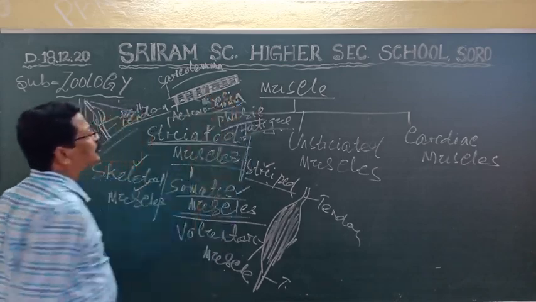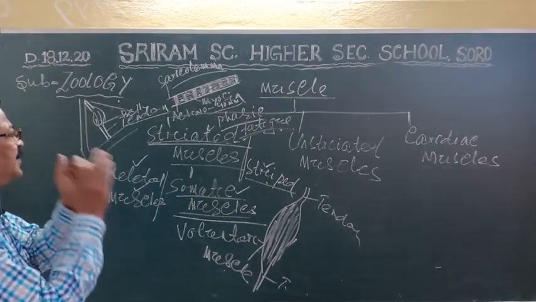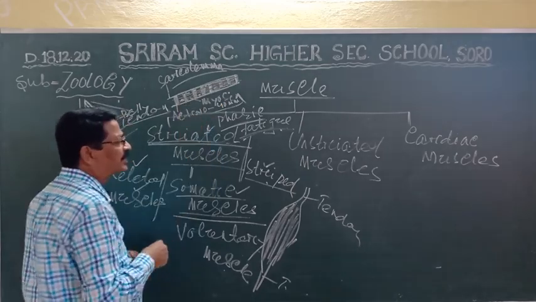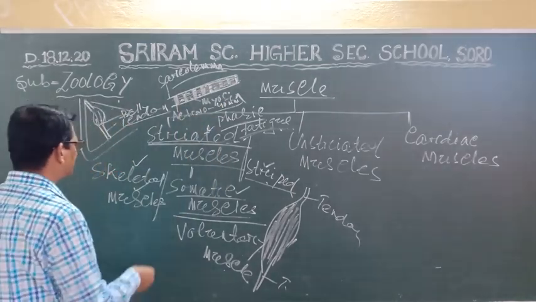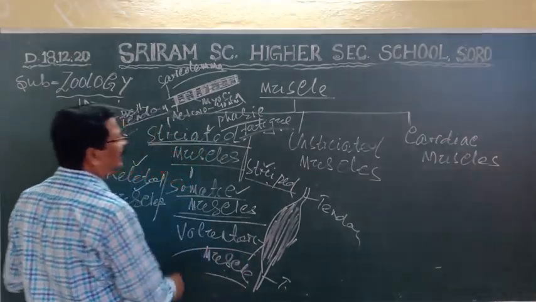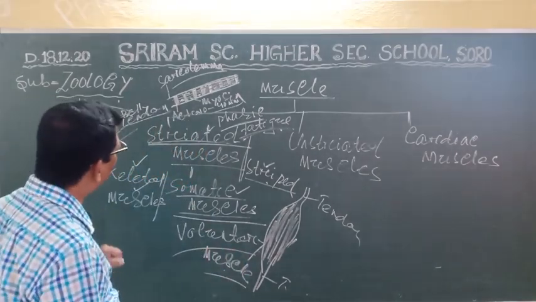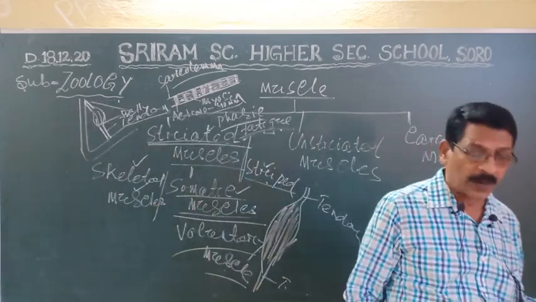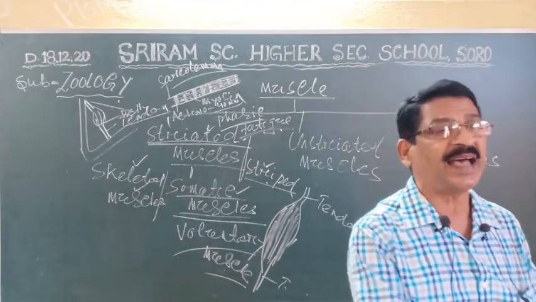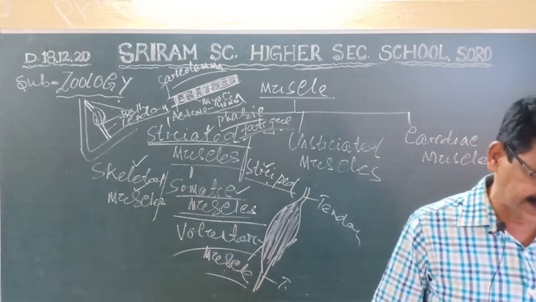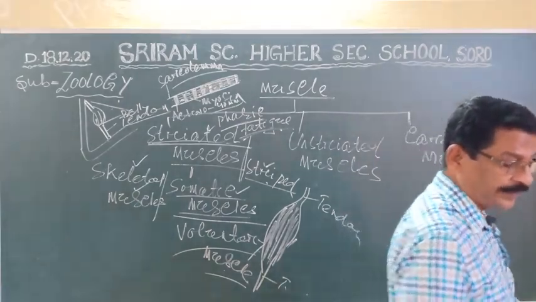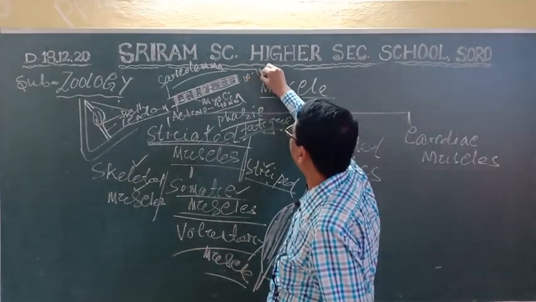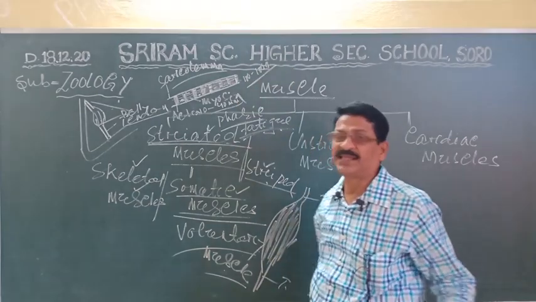Clear? So the myosin and actin are arranged in a patch manner, one band is actin, another band is myosin. In this way it gives a striped color. Then it is called the voluntary muscle, that means it works according to our willpower. So this type of muscle is called the striated muscle, voluntary muscle, striped muscle or somatic muscle, etc. Clear? And myofibrils are present about 100 to 1000 in number within a single cell.